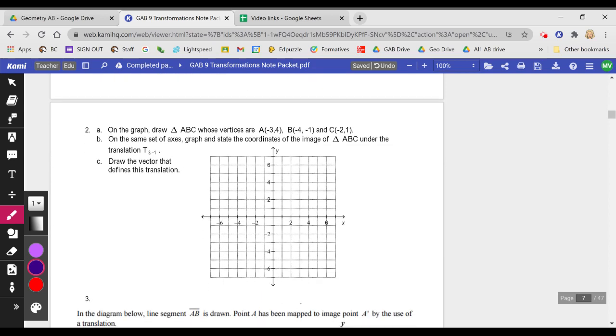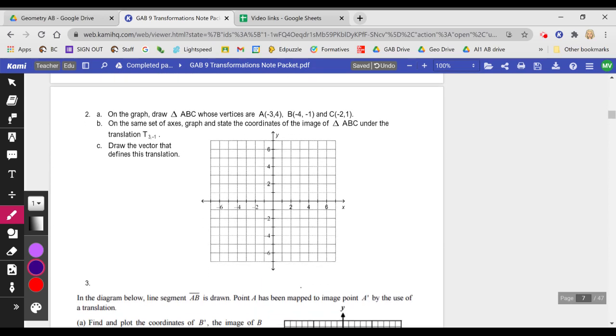A third way to denote the translation I've done right here, which is using a capital T, and then I write in vector form what it did below. So 3, negative 1 means the x value changed by 3 and the y value changed by negative 1. So I want you to pause and I want you to do A, B, and then we'll come back and do C together.